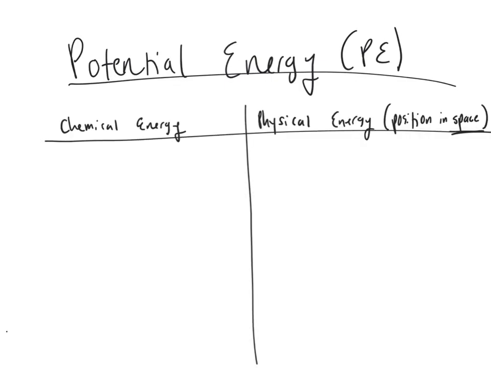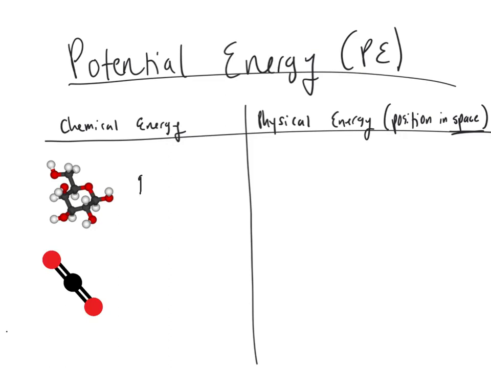On the left we have chemical energy, which is energy stored in the chemical bonds between the atoms in a molecule. On the right, we have physical energy, which is more of position in space. There are other examples of physical energy, but I'm going to focus on position just for biology. Let's take a look at chemical energy first. Here we have two molecules that we're going to be dealing with a lot in cellular respiration and photosynthesis. On the top, we have glucose, which is C6H12O6 as its formula. And on the bottom, we have carbon dioxide, which is just CO2.